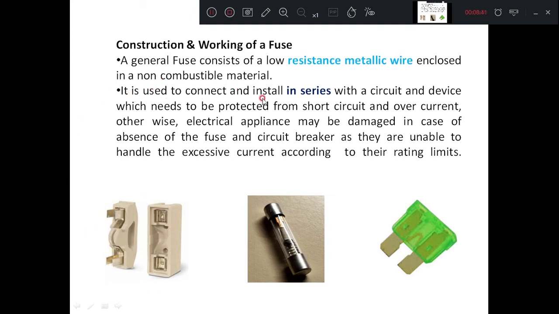It is installed in series with the circuit and the device which needs to be protected from short circuit and overcurrent. Otherwise, electrical appliances may be damaged in the absence of the fuse or circuit breakers, as they are unable to handle the excessive current. If you do not use the fuse or an MCB, then there is an effect on the load or the appliances because of the excessive current flowing in the system.